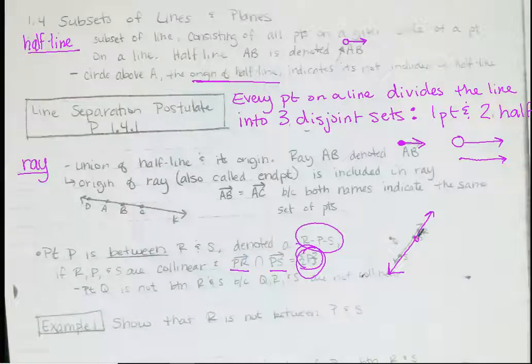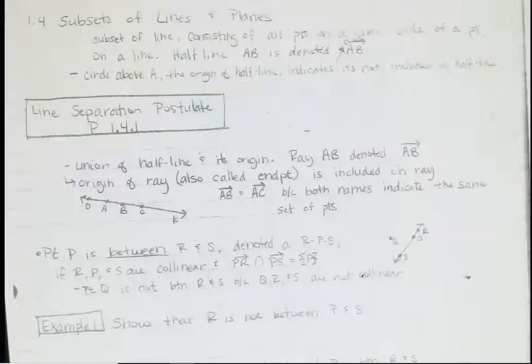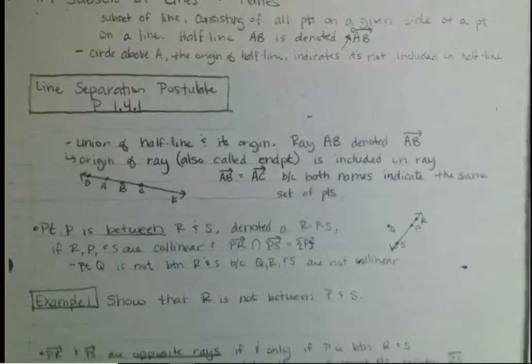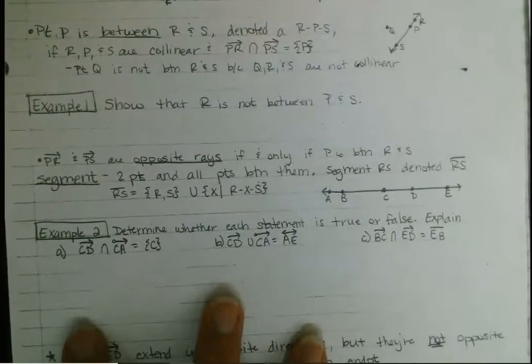All right, so let's see. If point Q is not between R and S, okay, point Q over here is not between R and S because Q, R, and S are not collinear. They have to be collinear to use that word between. That may seem pretty self-explanatory to you, like, duh, I know that.